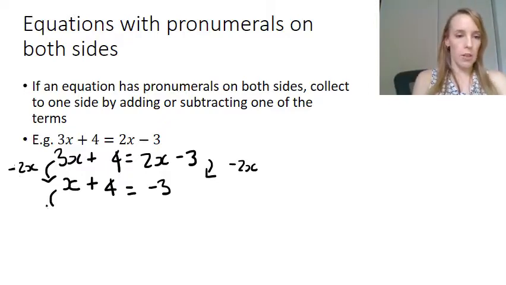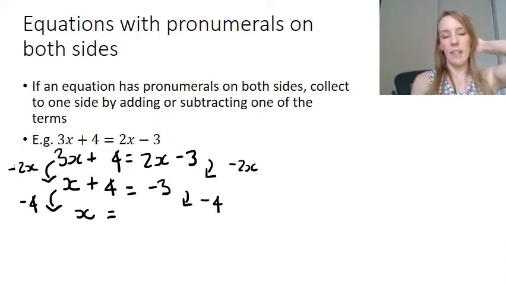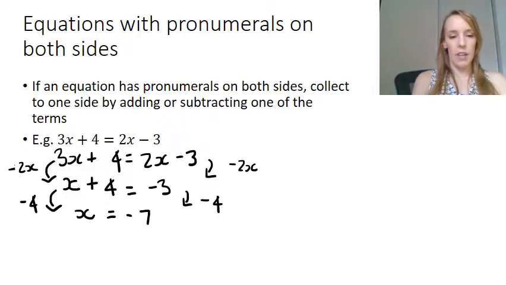So I'm going to do the inverse of plus 4, which is take 4. So I'll take 4 from both sides. x plus 4 take 4 is just the same as x plus 0, which is just x. And -3 take 4 is the same as adding a negative, so -3 take 4 is going to give me -7. So x is equal to -7.